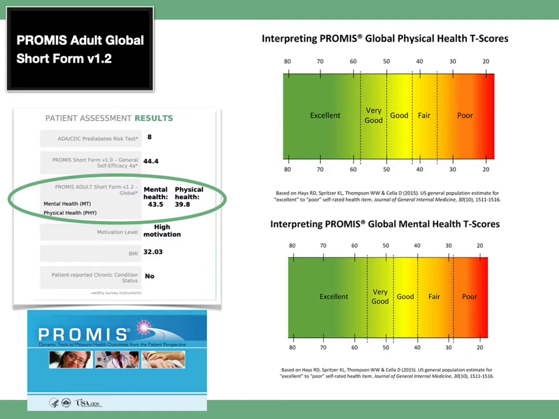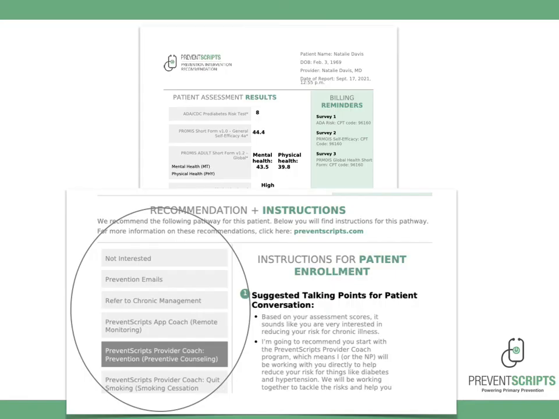On the bottom left of the prevention assessment results and recommendation tool, you'll see our recommendation for a particular patient. Our algorithm uses the patient assessment results to decide upon the following recommendations with instructions. Some of these recommendations include clinical action, which I will note for you in the explanation.